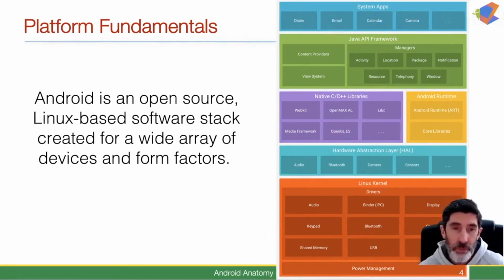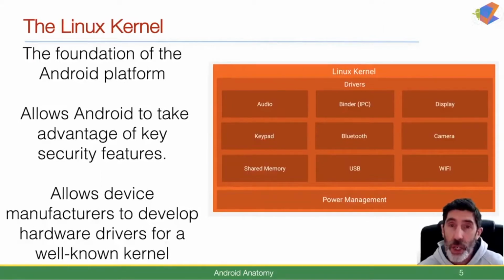So to begin with, if we have a look at the Linux kernel, we start from the bottom up. This is the foundation of the Android platform. It allows Android to take advantage of key security features and allows device manufacturers to develop hardware drivers for a well-known kernel. So the likes of Sony, Samsung, HTC, Huawei, they're all developing drivers for this particular kernel, so that obviously keeps costs down as well, okay? This is very different to the iOS world, where the hardware and the software are all in the one device. Whereas in Android, that's why so many different manufacturers can actually build this stuff.